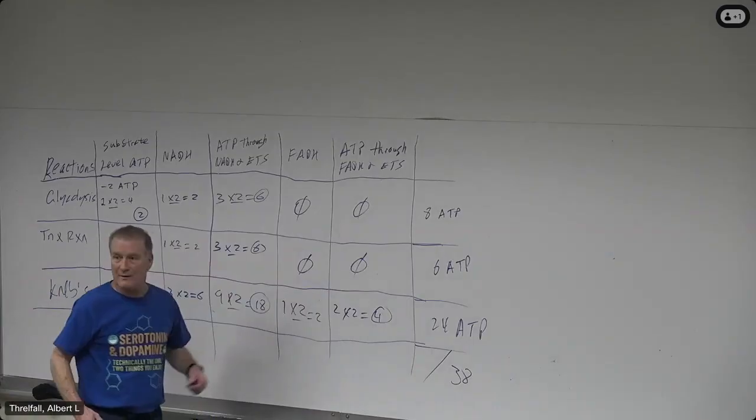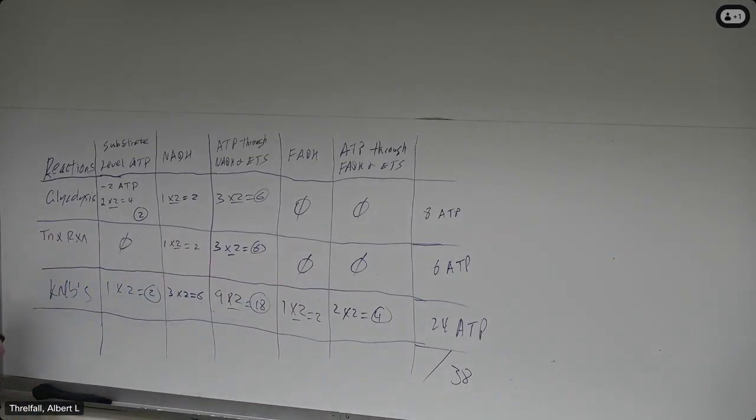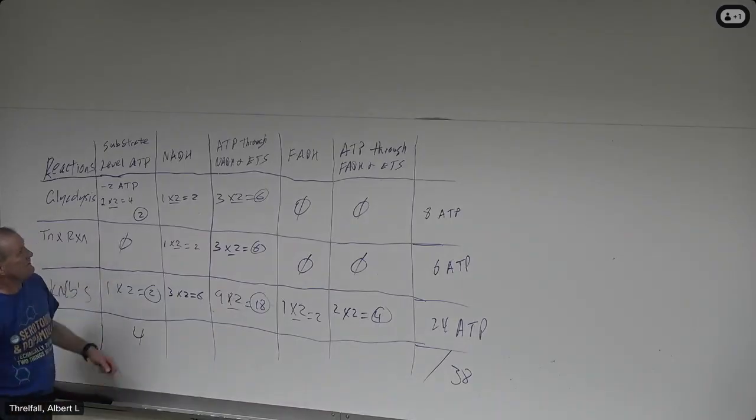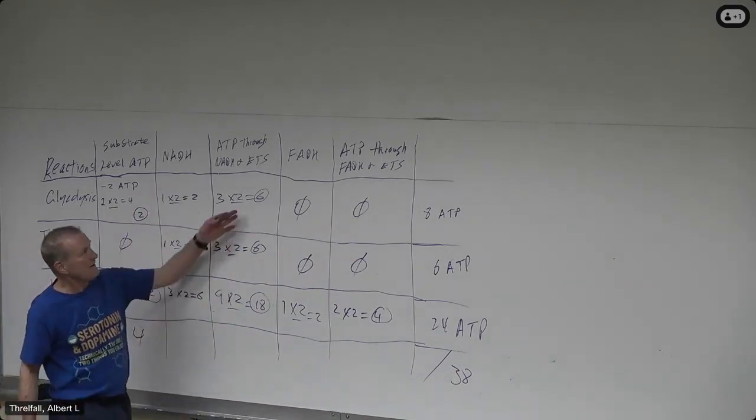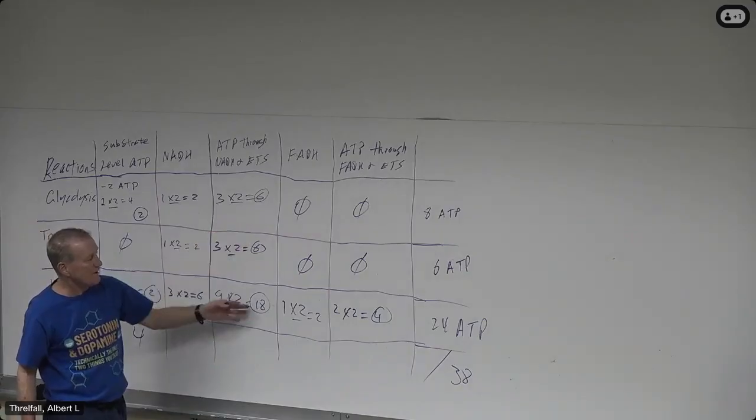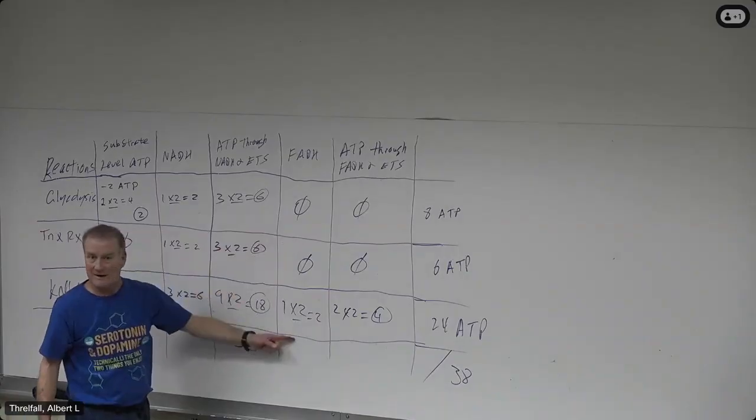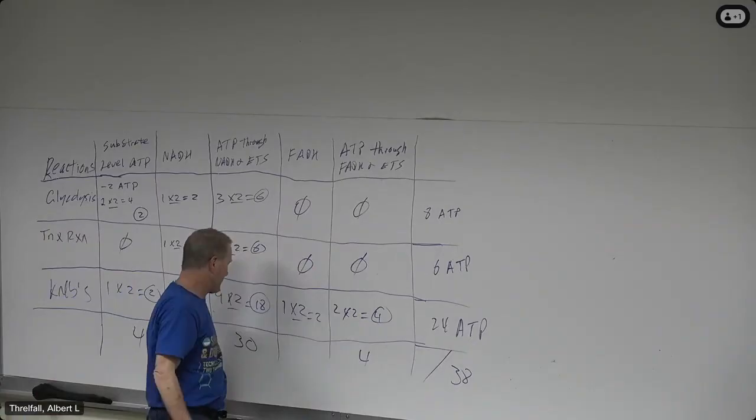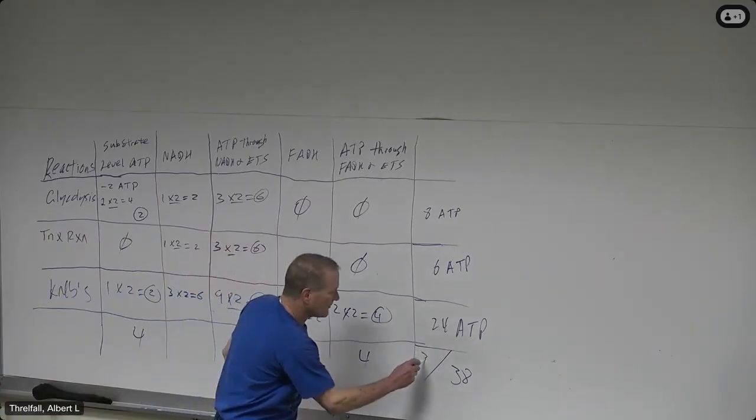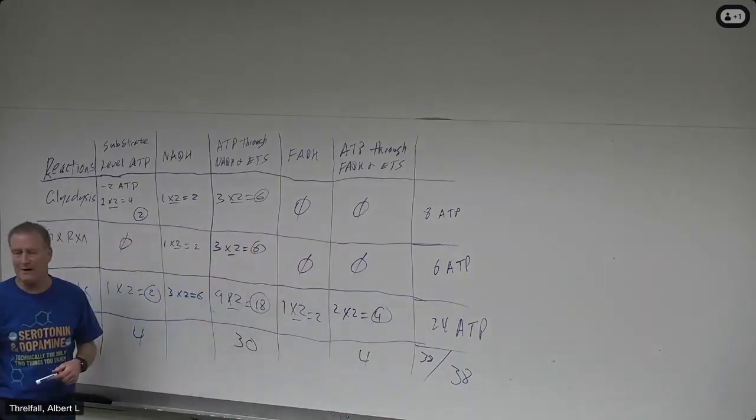So now if we do it the other way, we ought to get 38 again. If not, something's screwed up. So in this column, I've got 2 and 2, that's 4. Don't care about this column, that's not ATP. In this column, I've got 6 and 6, that's 12. 12 and 18, that's 30. Don't care about this column, that's not ATP. In this column, I've got 4. 30 and 4 and 4, that's 38. That's the maximum yield from a molecule of glucose.